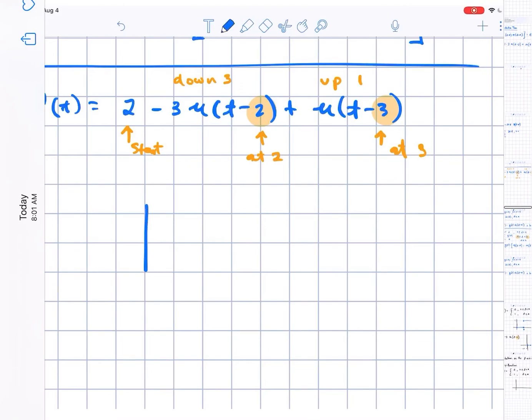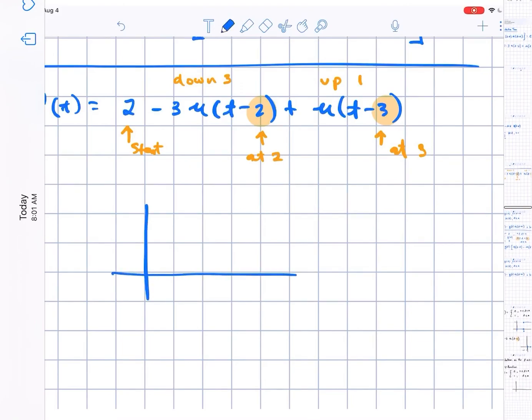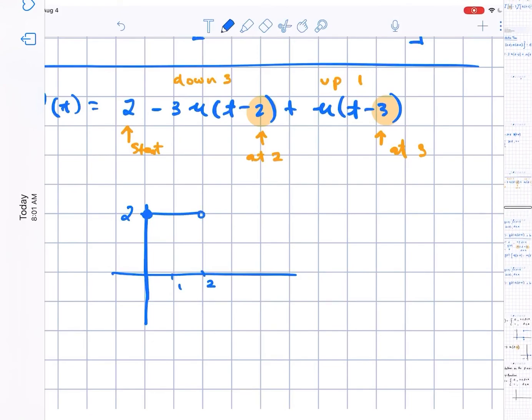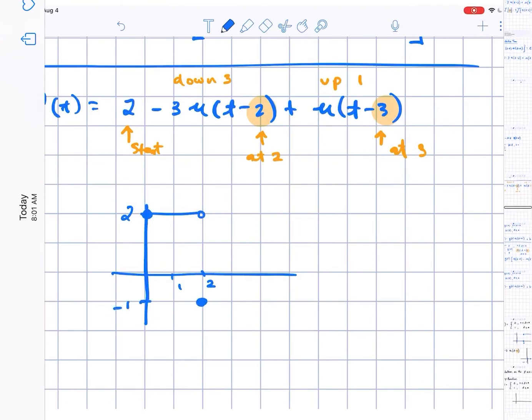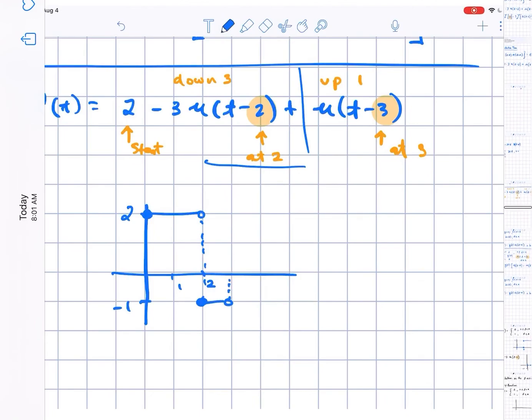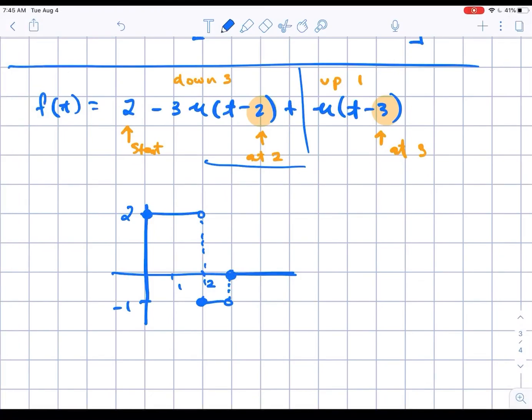So here you start at 2 until you get to 2, right? So it's 1, 2, open circle, drop it down 3 units, right? We'll wind up at -1. You can see it went down 3, that's where I'm getting this portion. And then up 1 unit at 3. So it looks like that.